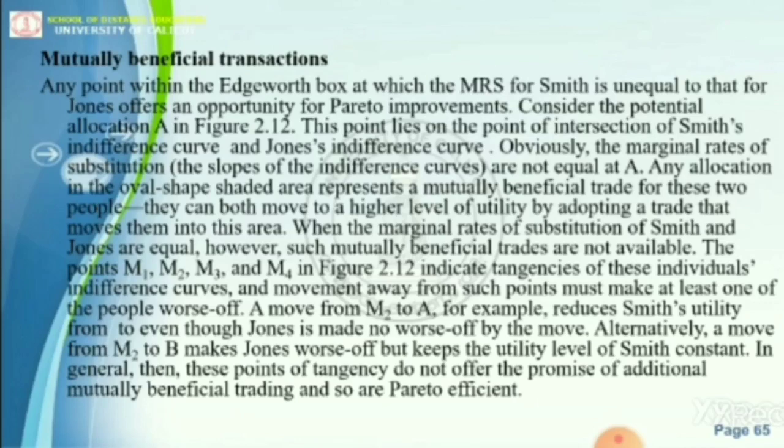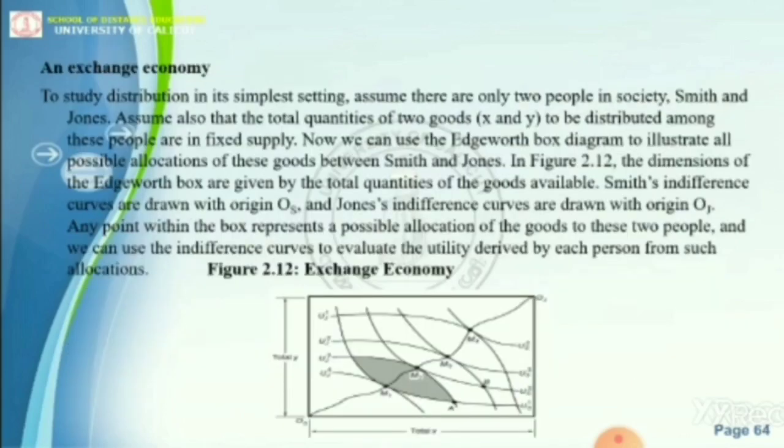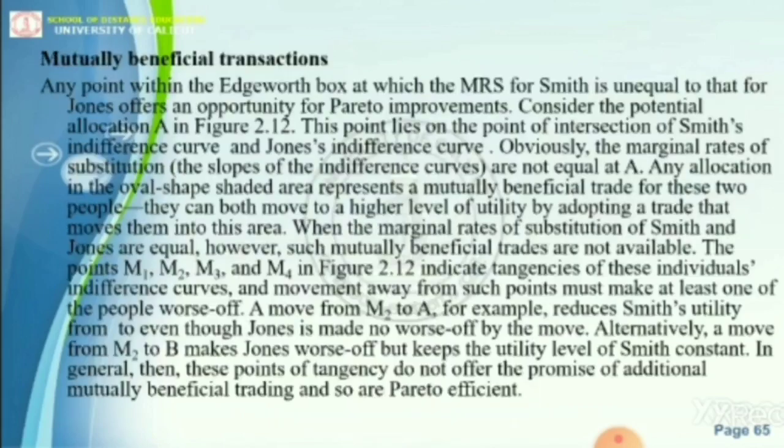Any point within the Edgeworth box at which the MRS of Smith is unequal to that of John's offers an opportunity for Pareto improvements. എന്നുവെച്ചാൽ നേരത്തെ നമ്മൾ പറഞ്ഞു അല്ലേ, ഈ ഒരു പോയിന്റിൽ നിന്ന് വേറെ പോയിന്റിലേക്ക് എത്തുമ്പോൾ ഒരാൾക്ക് ബെറ്റർ ഓഫും മറ്റൊരാൾക്ക് വേഴ്സ് ഓഫുമാണ്. അപ്പോൾ ഇത് രണ്ടും ഈക്വലൈസ് ചെയ്യുന്ന ഒരു പോയിന്റാണ് എഫിഷ്യൻ്റ് എന്ന് പറയുന്നത്.